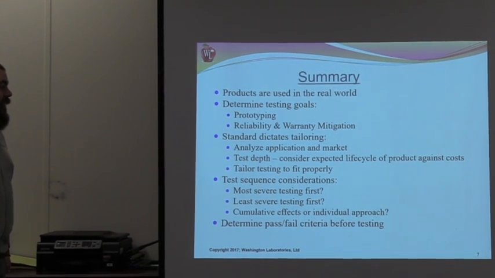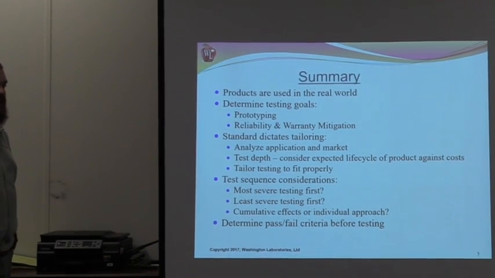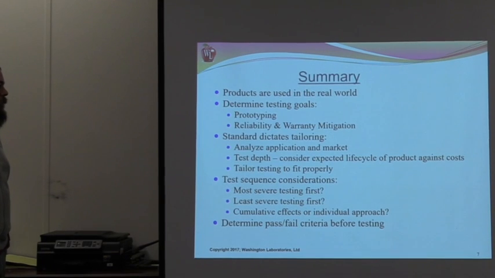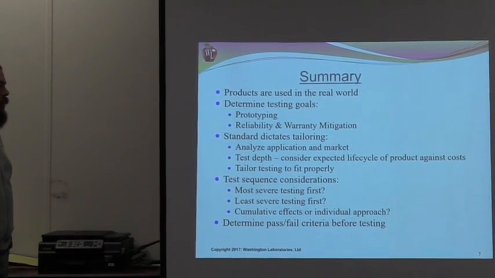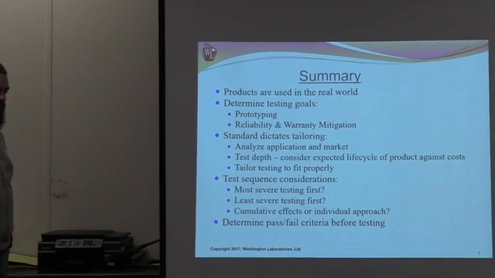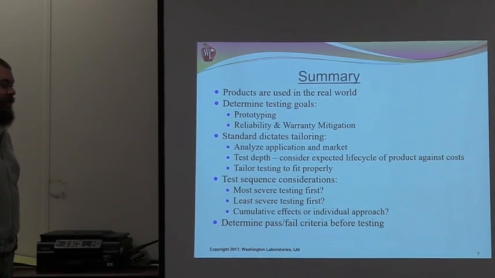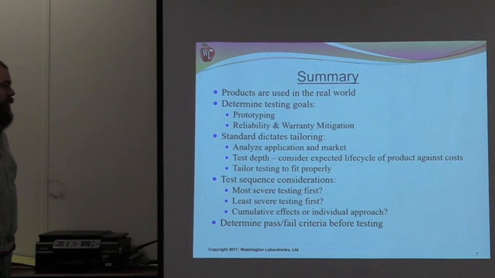The standard, especially E10G, Change 1, dictates that the test must be tailored. You have to come up with a test procedure that outlines where the units will be used, how they'll be used, who they'll be used by. That allows you to determine what your test parameters are. It allows you to determine applicability of testing. Some tests might not be relevant depending on who you're selling to.